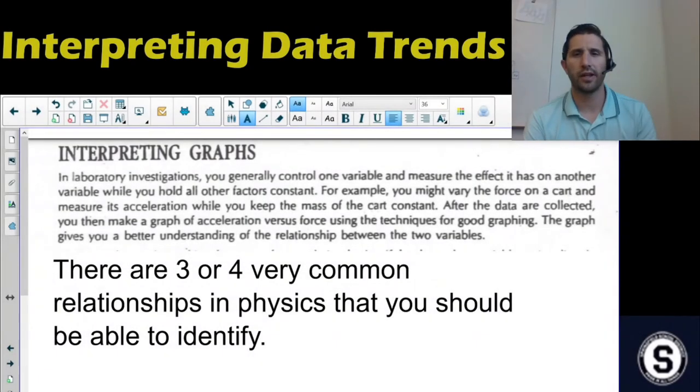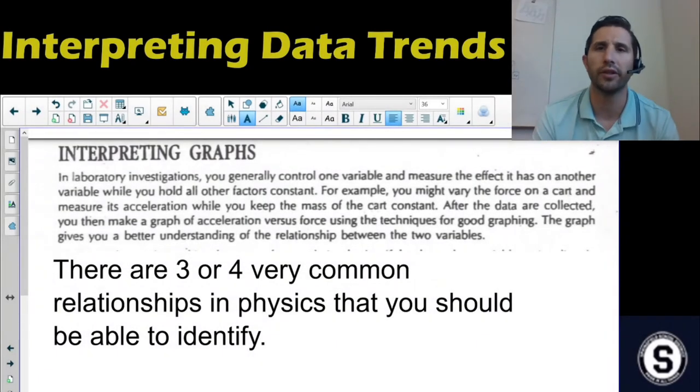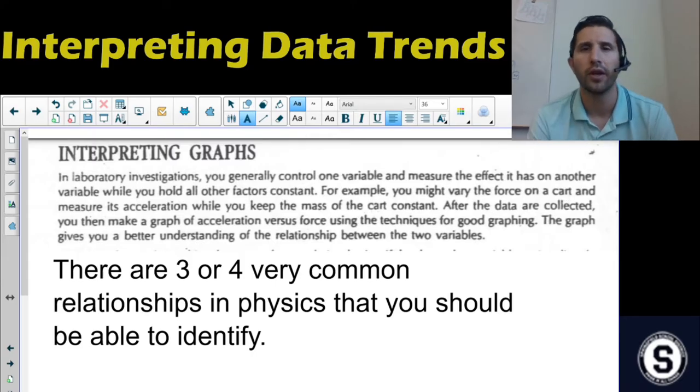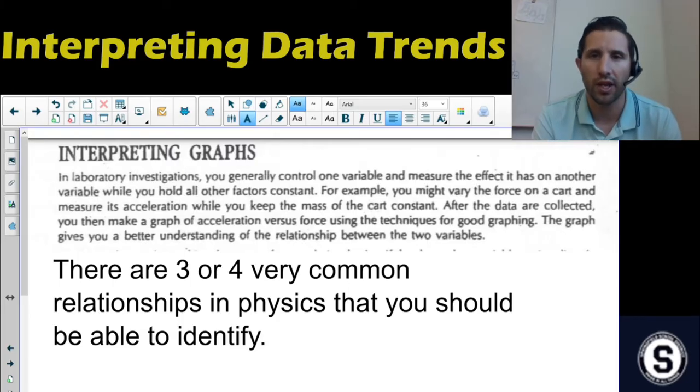Okay, everybody, in today's lesson, we're going to talk about interpreting data trends because in science, obviously, we're going to do lots of experiments and we want to be able to see how those variables that we're experimenting with are related to each other. We need to understand how that works and be able to communicate that very clearly.